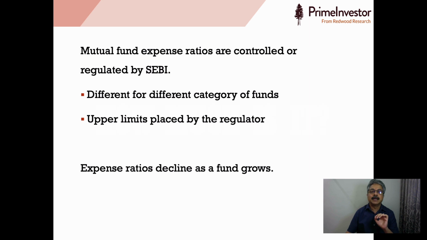In the case of mutual funds, which is what we're talking about today, mutual fund expense ratios are controlled and regulated by SEBI. SEBI is the Securities and Exchange Board of India, which is a government body. The expense ratio rules are different for different categories of funds, like equity funds, debt funds and hybrid funds and so on. There are upper limits placed by the regulator for these categories, that is, they cannot charge more than a particular limit. And as the fund size grows, this upper limit keeps coming down, which means as the fund becomes bigger and bigger, the expense ratio becomes smaller and smaller.